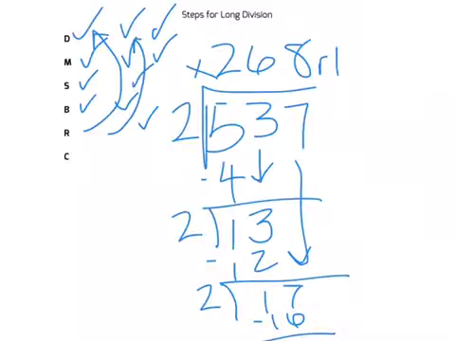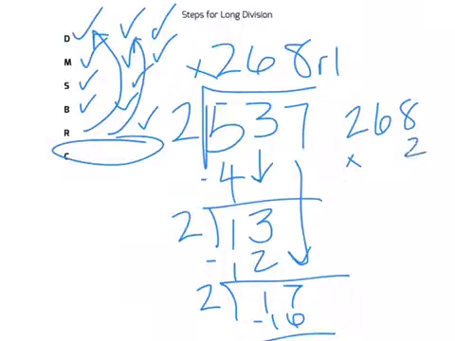So my last step is to check. I have to multiply 268 times 2. 8 times 2 equals 16. 6 times 2 equals 12, plus 1 is 13. 2 times 2 equals 4, plus 1 is 5.